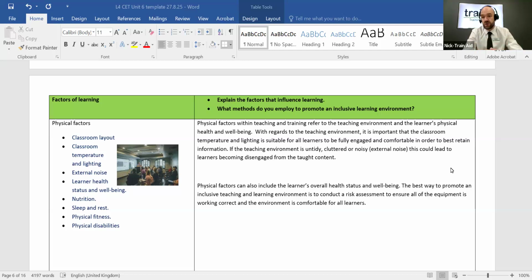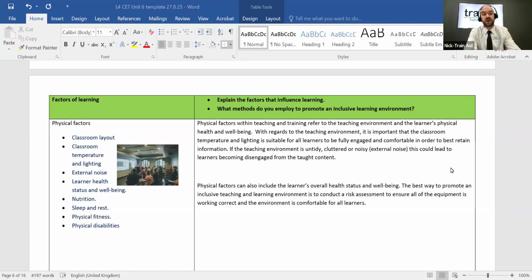Physical factors are the classroom environment, the classroom layout, the temperature of the room, lighting, and any external background noise as well. So all of these factors are really an important factor with keeping the attention of the group members.